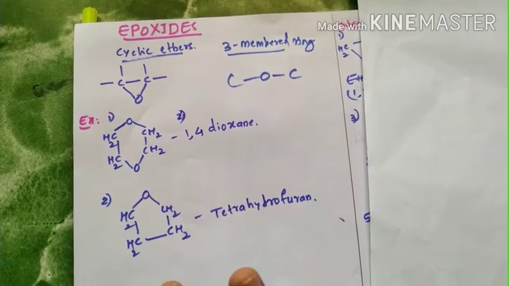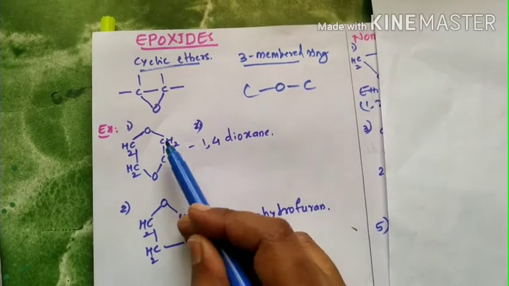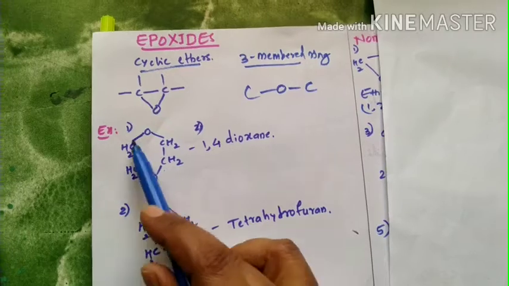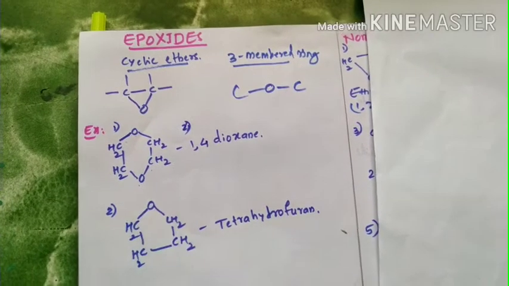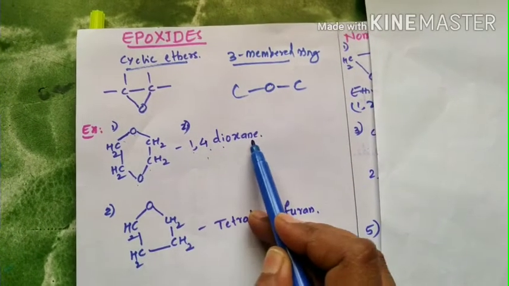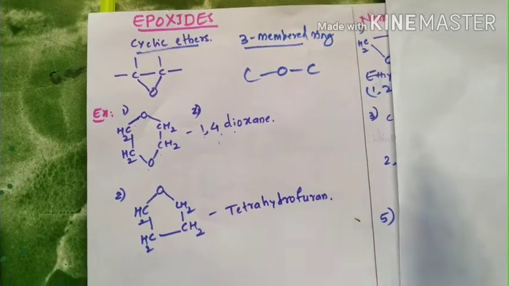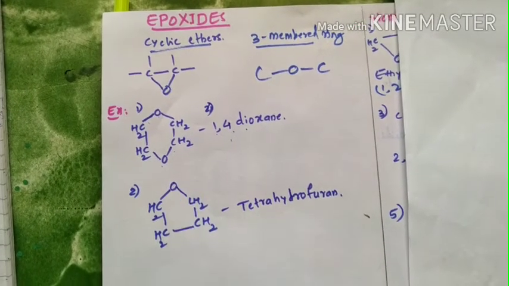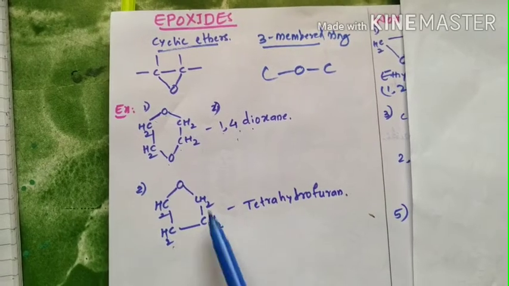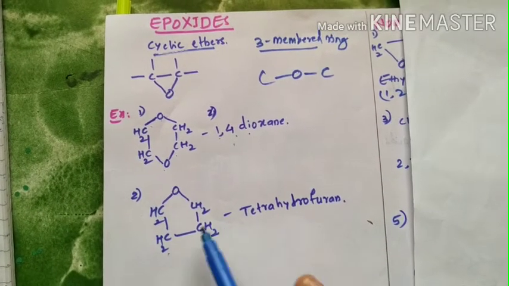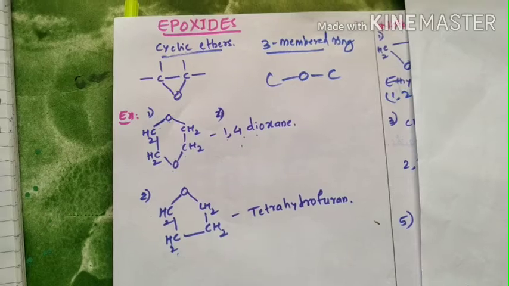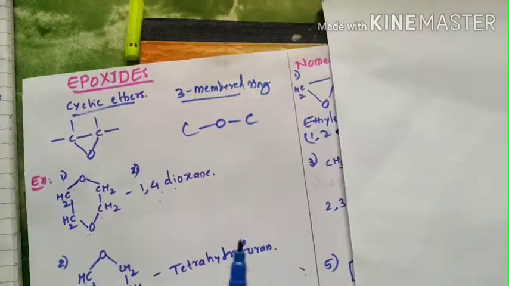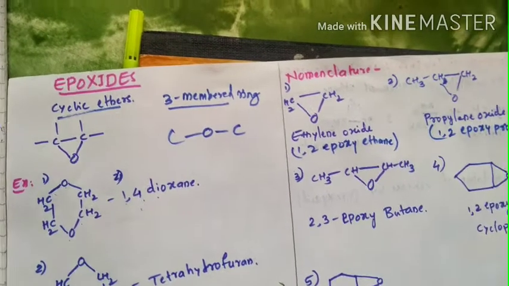If you see the example, this is 1, 2, 3, 4. Four carbons are attached to two oxygens, which means 1,4-dioxane. In the same way, 1, 2, 3, 4 carbons attached to a single oxygen means tetrahydrofuran. Next, we will go for the nomenclature.